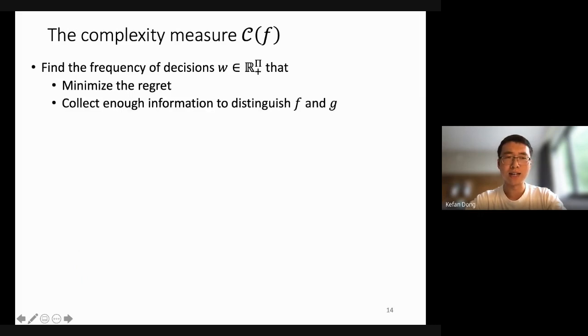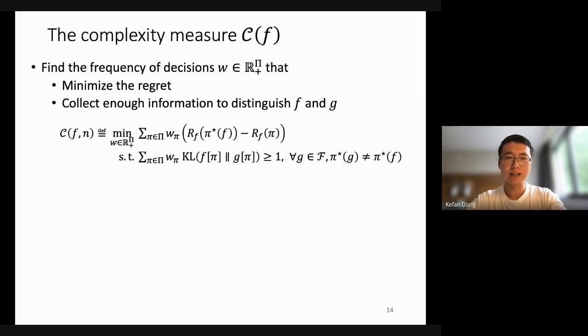Then we want to collect enough information to distinguish f and g, because every consistent algorithm must distinguish f and g. So we write the following optimization problem where the variable being optimized is the frequency w, and the objective here is just the expected regret if we execute this frequency of policies, frequency of decisions. And our first constraint here is on the KL divergence between f and g for every other instance g with a different optimal decision.